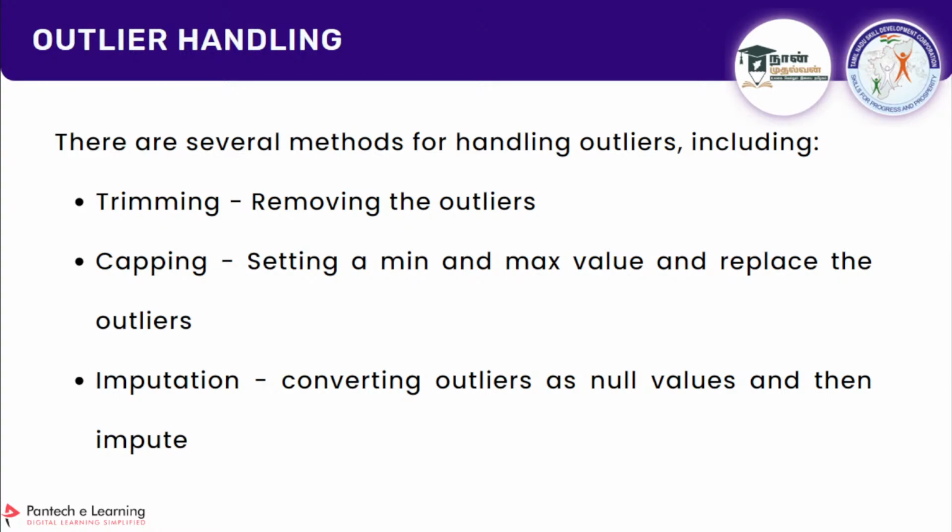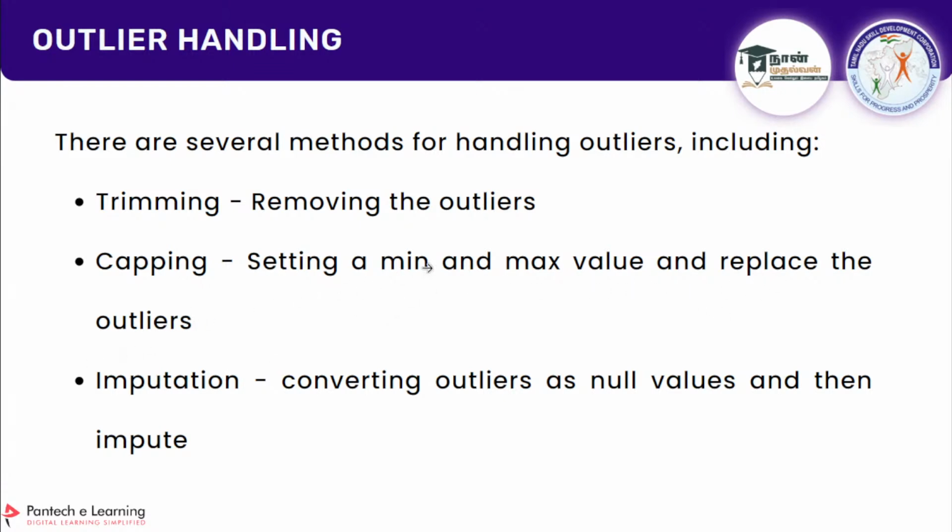If you have many outliers, you cannot just go and remove them. In that case, you can go with these two options. One is known as capping, and the next is imputation. Capping means setting a minimum and maximum value and replacing the outliers.